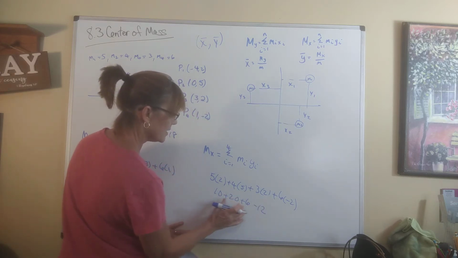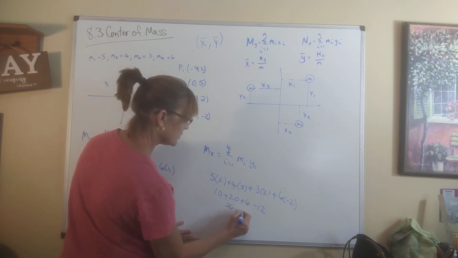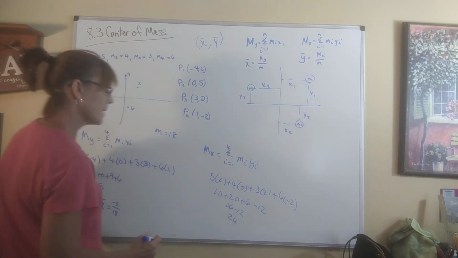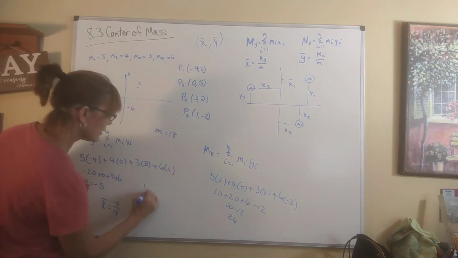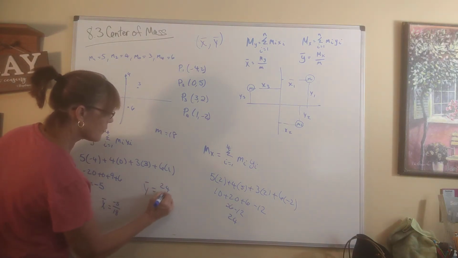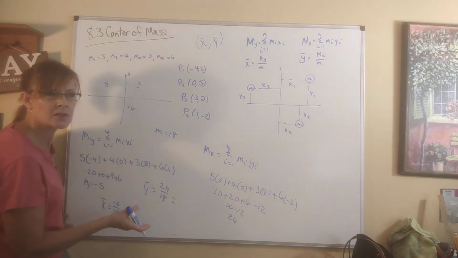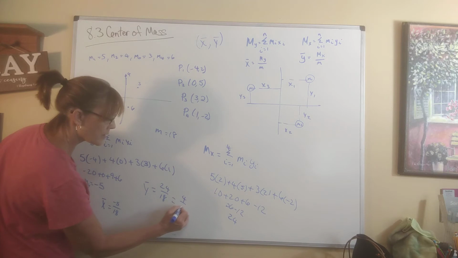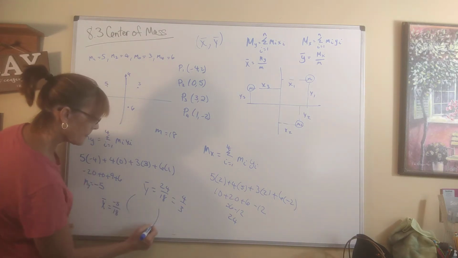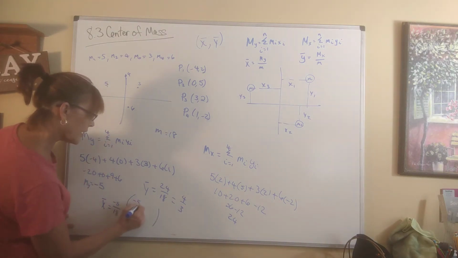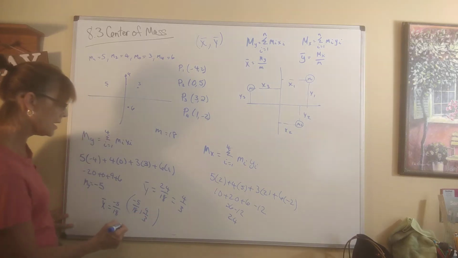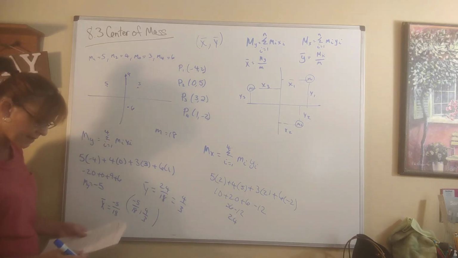That's 36 minus 12, which is 24. So we find that y bar is equal to m sub x, 24, divided by 18. I can simplify this fraction. 6 goes into both of those. That's going to be 4/3. So at the point (-5/18, 4/3), this is the center of mass.